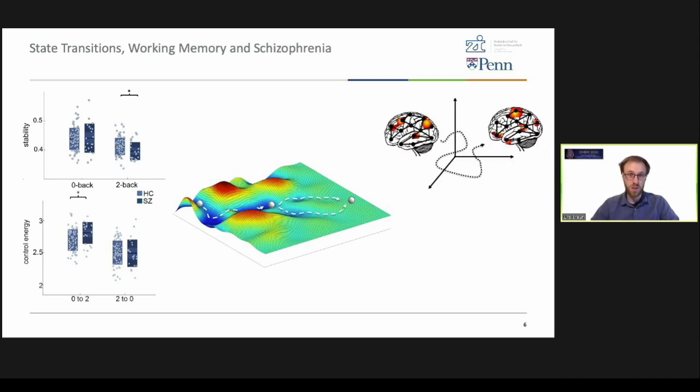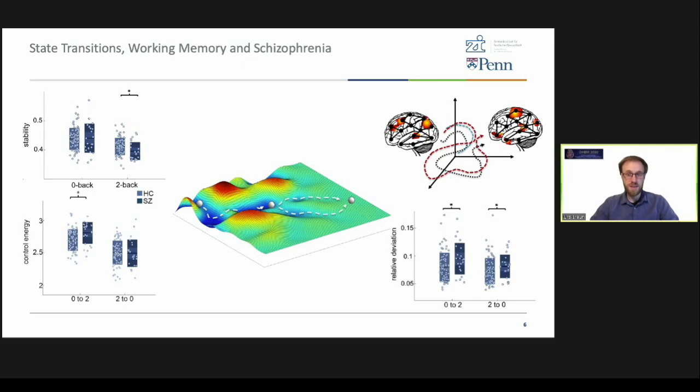To quantify that notion, we added subtle perturbations to the optimal trajectory by adding a random amount of noise to it, and then recalculated the trajectories to see how variable they are. And indeed, what we see is that the relative deviation of the trajectories is increased in schizophrenia, which is in line with the idea that the energy landscape is more diverse, and that the deviation from the normal trajectory can be induced by really small perturbations to the optimal trajectory.